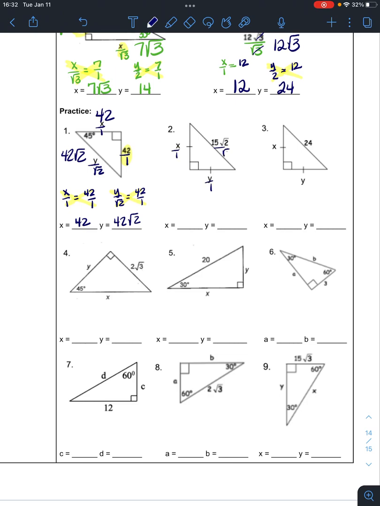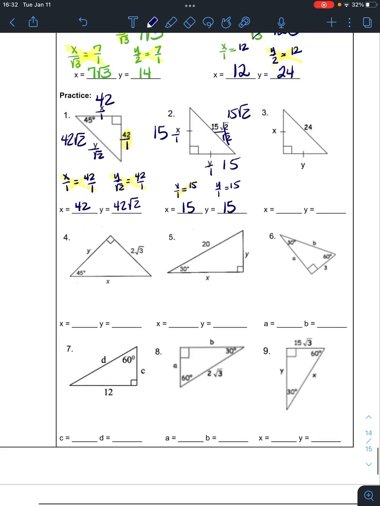So 2, we have 1, 1, root 2. So we have x over 1 is equal to 15 root 2 over root 2. I'm going to go ahead and take care of that while I can, make it easy for myself. 1 times 15 is 15. Y over 1 is equal to 15 again. So we have that y is 15. So that is 15, 15, 15 root 2.